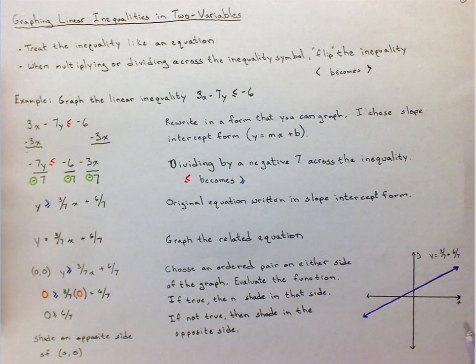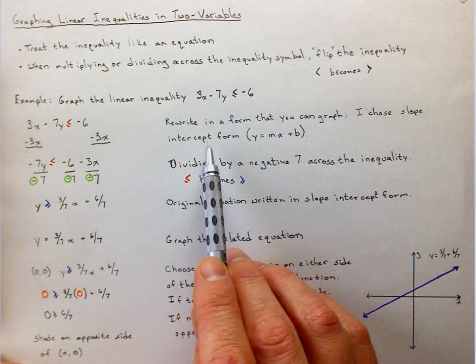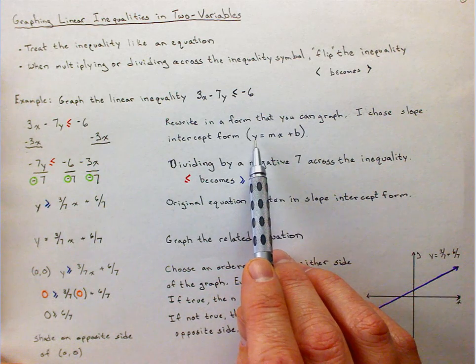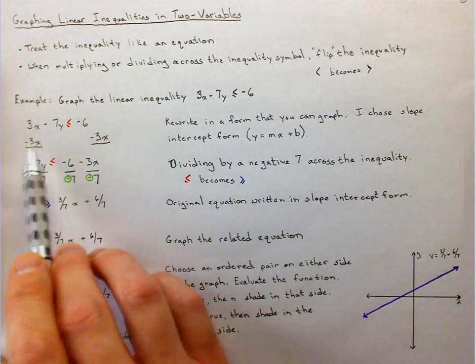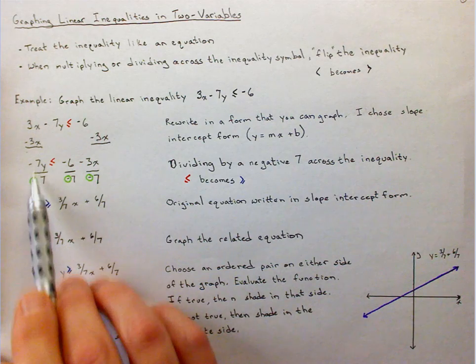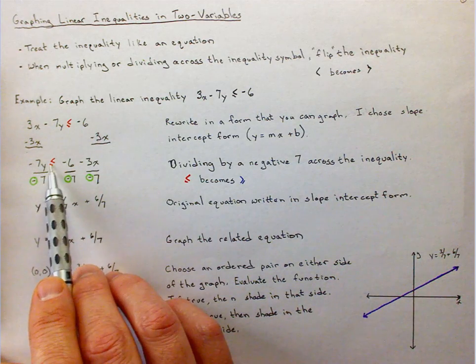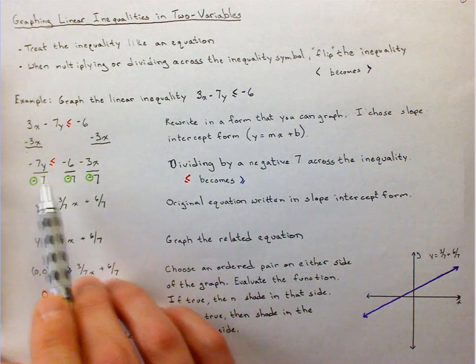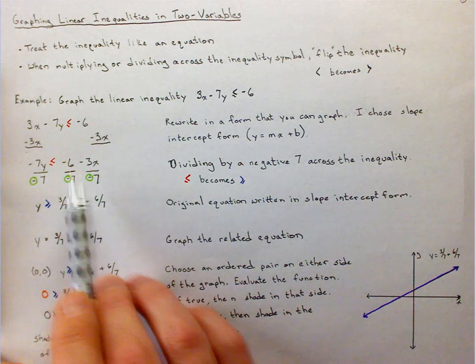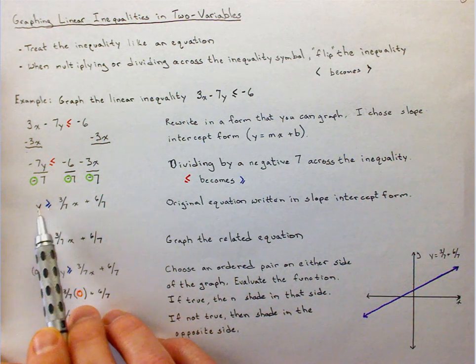If you like it in y equals mx plus b form, slope intercept form, then you turn around and rewrite it. So for our example, what I chose to do is rewrite our original inequality in the form of slope intercept, y equals mx plus b. In doing so I had to divide by a negative 7. I am dividing by a negative going across that inequality. So I had to divide by negative 7 here and here and here. So that means that I have to flip that inequality symbol. And this is what I end up with.